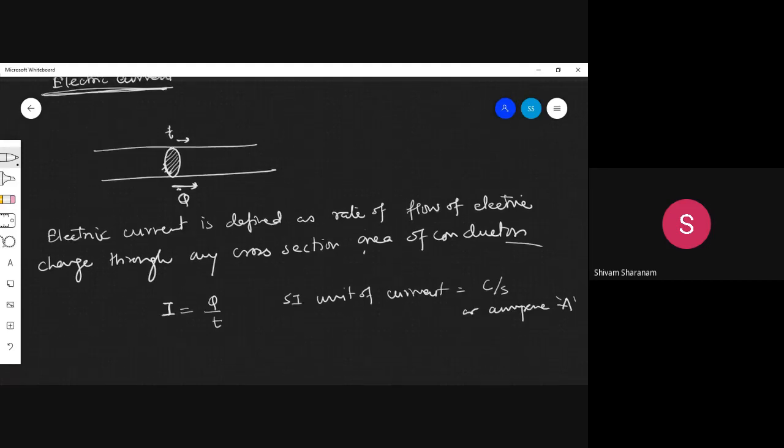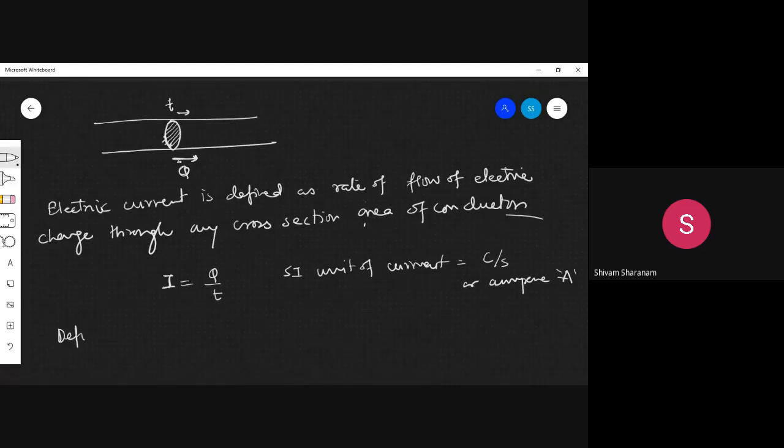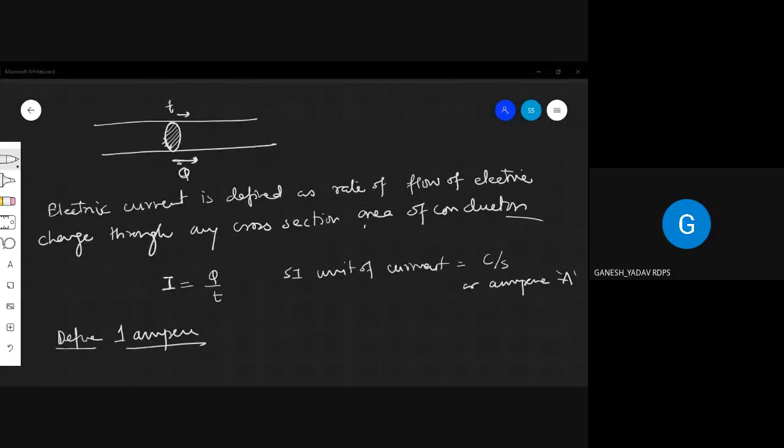How can you define 1 ampere? When 1 coulomb of charge flows per second, when 1 coulomb of charge is passing per second through the cross-section area of the wire, then we can say the current flowing through the conductor is 1 ampere. That's it.